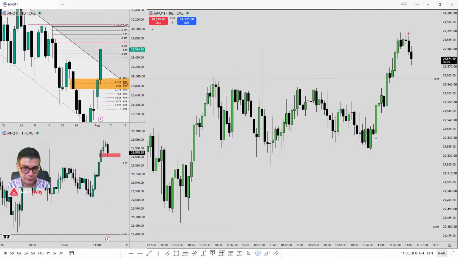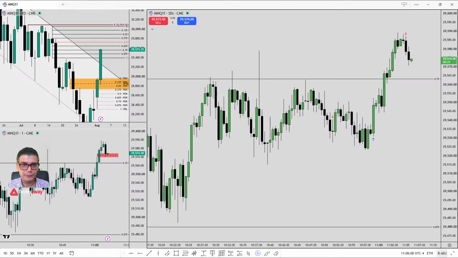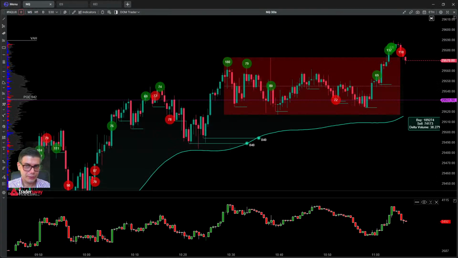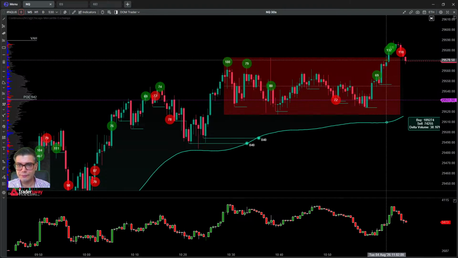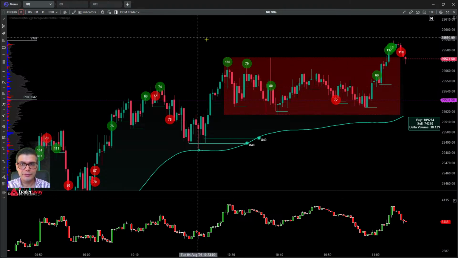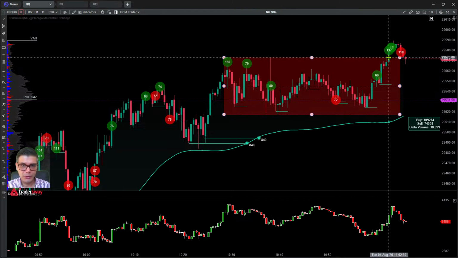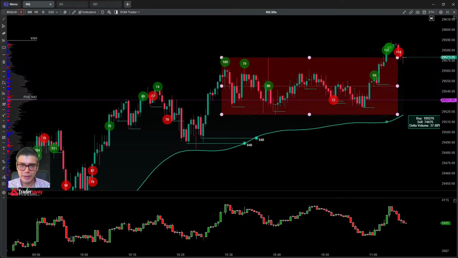$110. Let's go back to order flow. 110 sell contracts. That's 30 seconds time frame. What I want to see now, it's time to switch to 1 minute time frame. And I'm going to do the same bull and bear trap strategy.